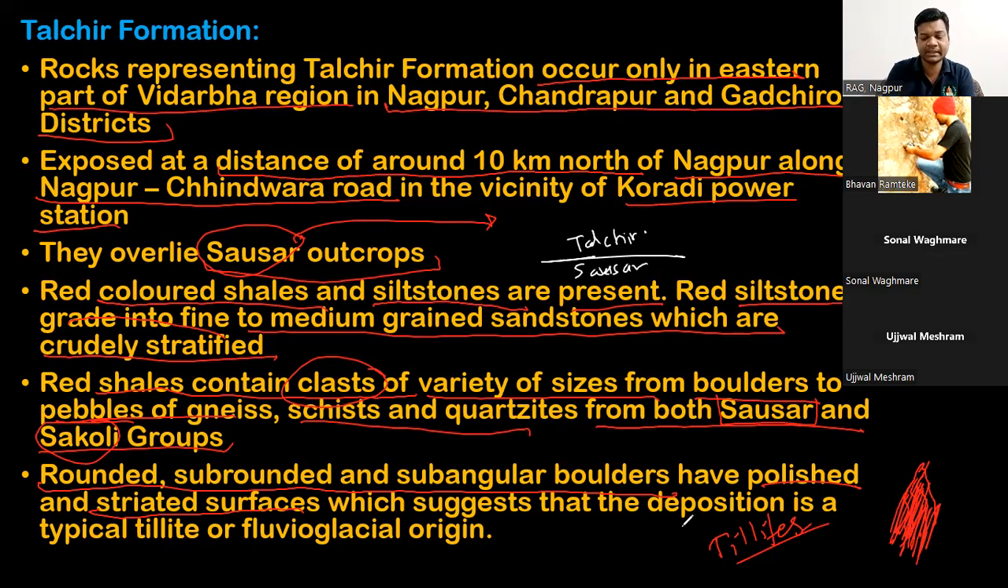Now these striations suggest that this deposition is typical tillite or of fluvio-glacial origin. Fluvio-glacial means the glacier which has melted. In the end part of the glacier, when the glacier was molten, the molten glacier deposited this material, right? So this is the meaning of this concept.